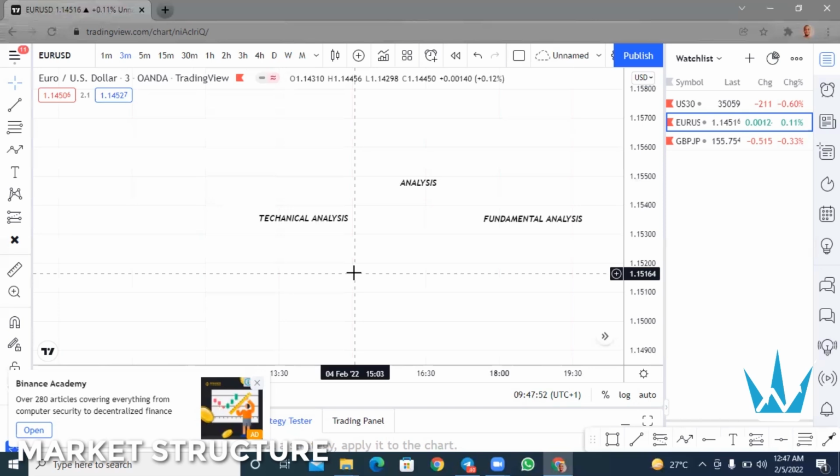Now there are some traders that combine both. Like me, I use technical analysis 90% and fundamental 10%. I don't really do much of fundamentals, but I'll still have to explain fundamentals in this course, right? So these are the two major analyses we have in Forex.